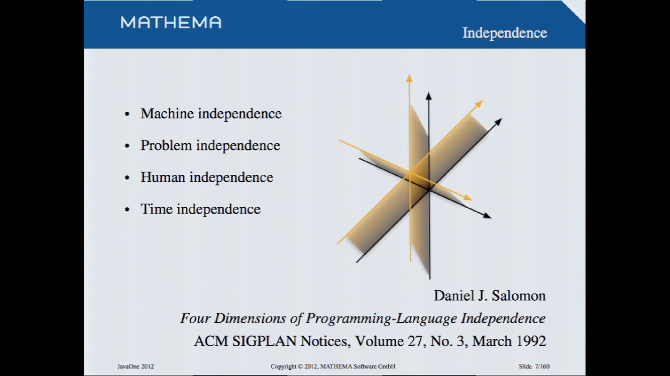In 1992, I read an article from a guy who said that a programming language is independent of several things, and the things are the machine, the problem, the humans, and the time. So what I wanted to create is a language which will be independent of the machine, independent of the problem, independent of the humans who will program with it, and independent of time. This is, of course, not possible, but I try my best.